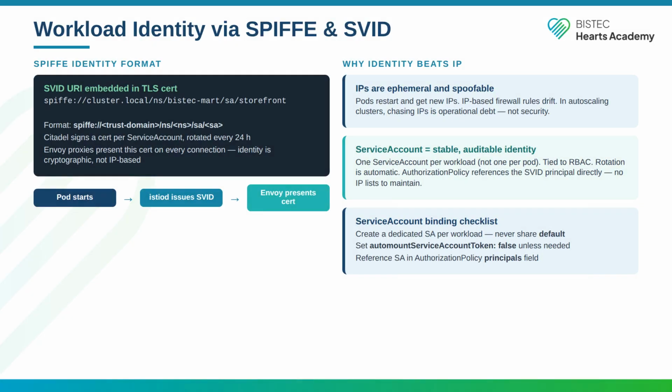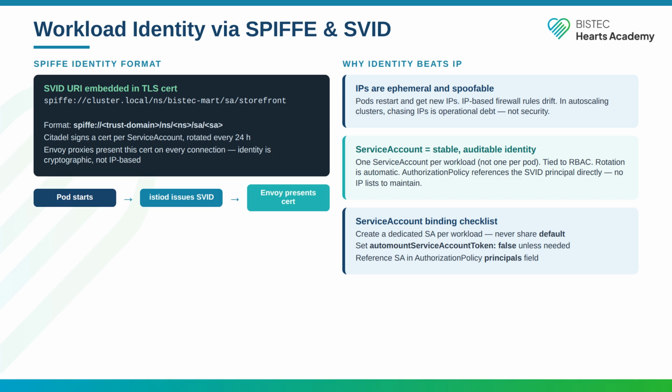In a zero-trust mesh, identity is cryptographic, not network-based. Istio's Citadel signs an X.509 certificate, called a SPIFFE SVID, for every pod, bound to its Kubernetes service account. The URI follows the format spiffe://cluster.local/ns/the namespace name/sa/the service account name. Think about this.